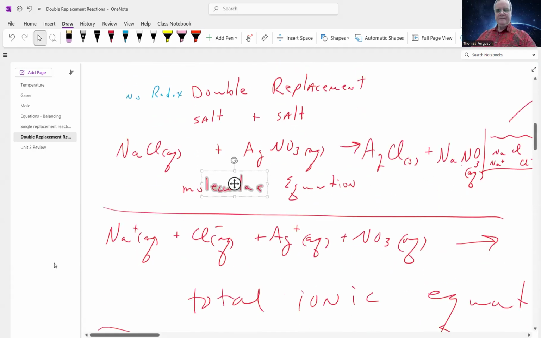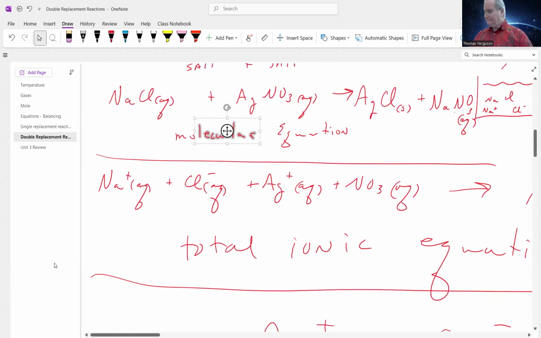Now, you're going to be asked to write 3 kinds of equations for double replacement reactions. The top one, we have everything together. That's called the molecular equation, or the ME. Down below, I've separated out the different ions. That's called the total ionic equation, or TIE.